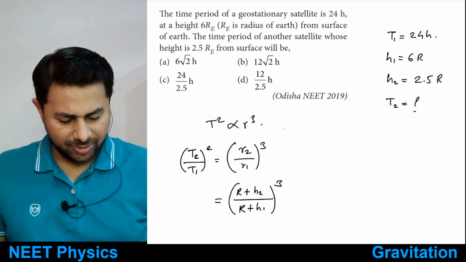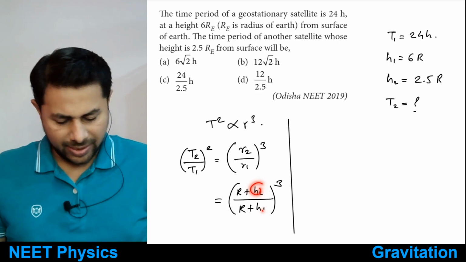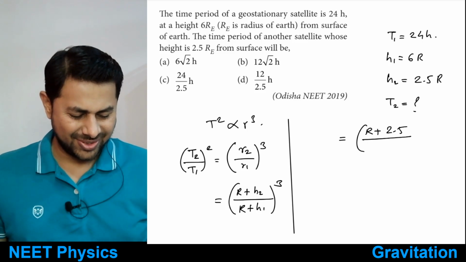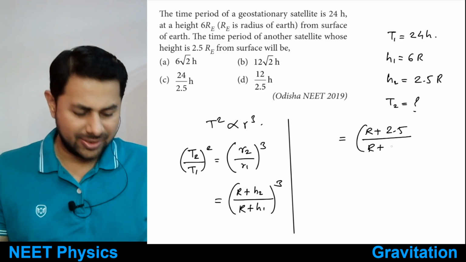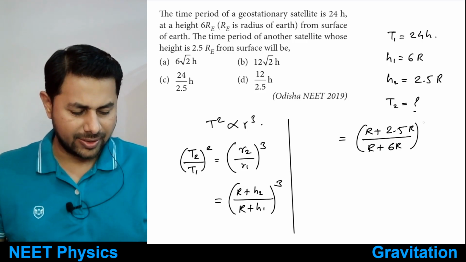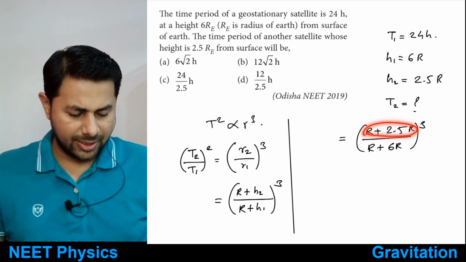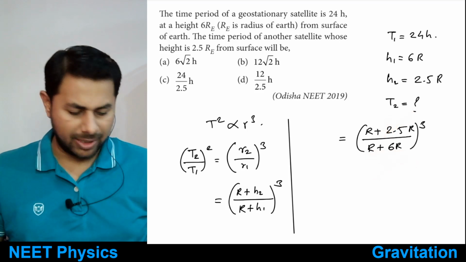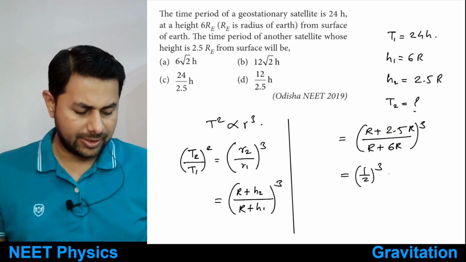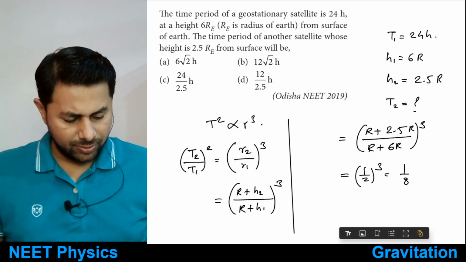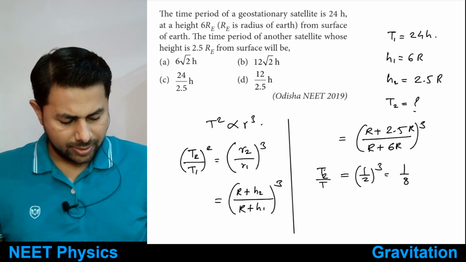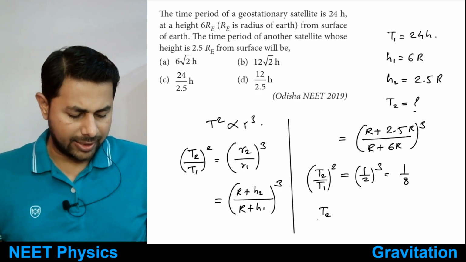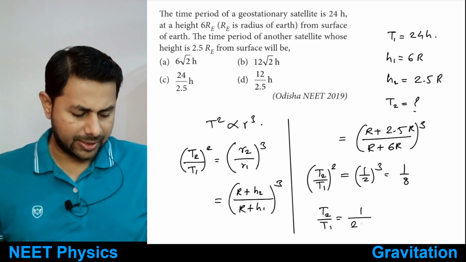Then let's put the values of H1 and H2. R plus H2, H2 is 2.5, and R plus H1, H1 is 6. It is 2.5 R and this is 6 R, and you have cube of that. So then this is R plus 2.5 means 3.5 R and this is 7 R. So 3.5 divided by 7 is 1 by 2. So then you have 1 by 2 cube, that means it's 1 by 8. And this is T2 by T1 square. Now take square root of that. So you get T2 by T1 is equal to 1 upon square root of 8, that is 2 root 2.